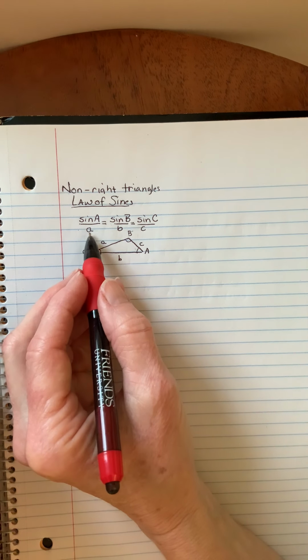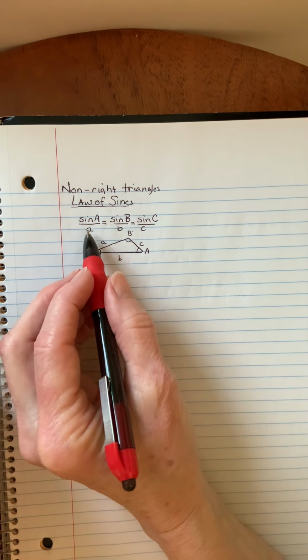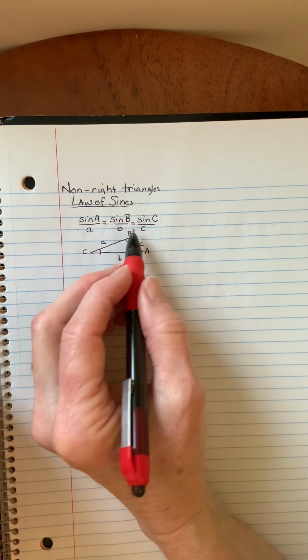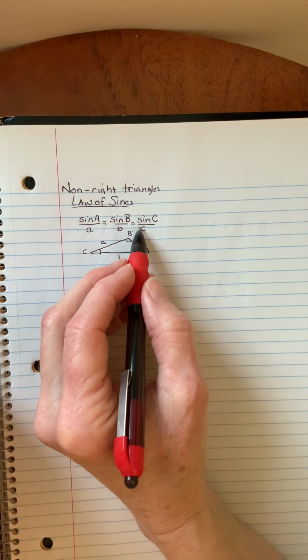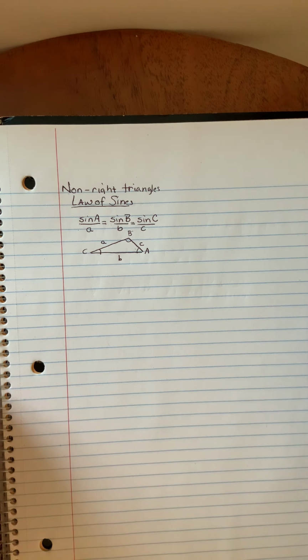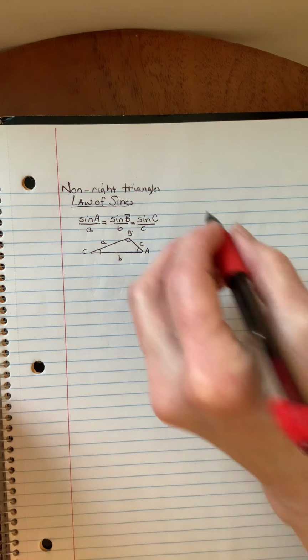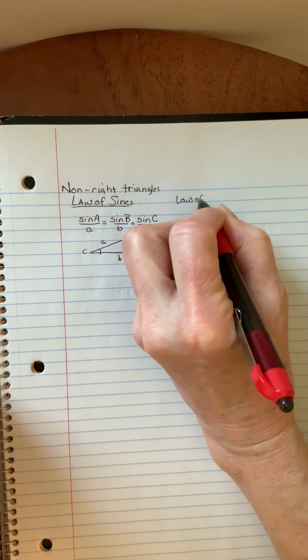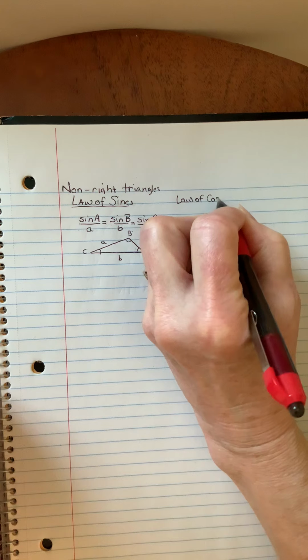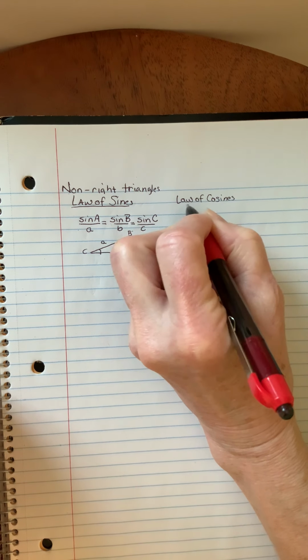You can feel free at any time to take the reciprocal of these. So you could write this as a over sine of A, b over sine of B, c over sine of C, as long as they're together. So that is one way to work on what's called a non-right triangle. The other way that we're going to work on them is called the law of cosines. Now there's a law of tangents and all that kind of stuff, but these two are sufficient.